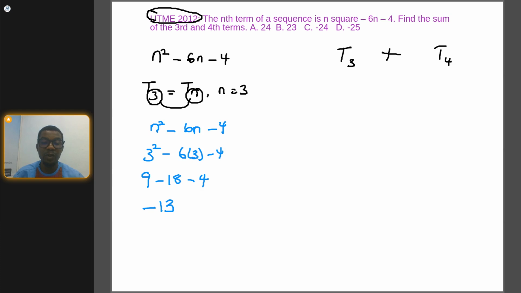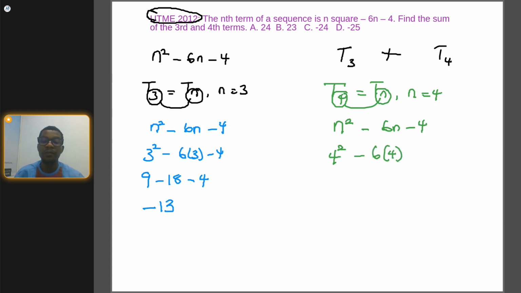Now let's check for the second one. When T4 is equal to Tn, it means that 4 is compared to n, therefore n equals 4. So we're going to substitute n equals 4 into that expression again. n squared minus 6n minus 4. That will be 4 squared minus 6 into bracket 4 minus 4. 4 squared is going to give us 16 minus 6 times 4.